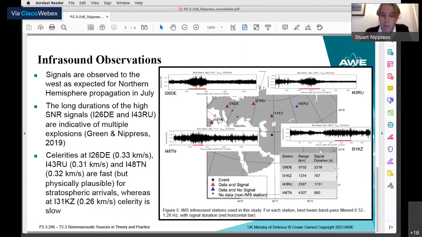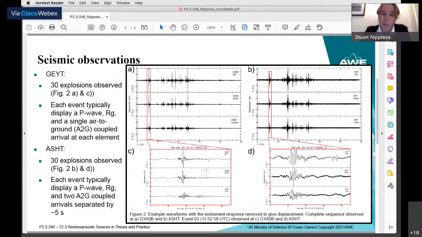In the final part of my poster, we go back to looking at these air-to-ground coupled waves. We measure their amplitude and their period. We relate them to yields estimated using the P wave and Rg phases, and we try to model them to understand what generated these waves. So, if you're interested in learning a bit more, please come by my poster. Thank you.